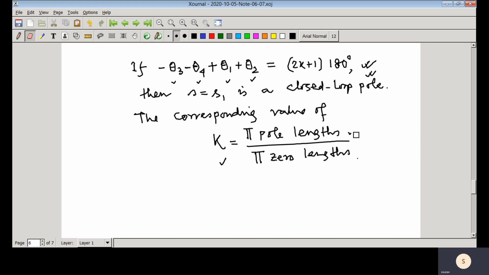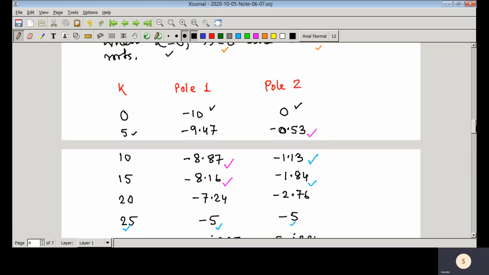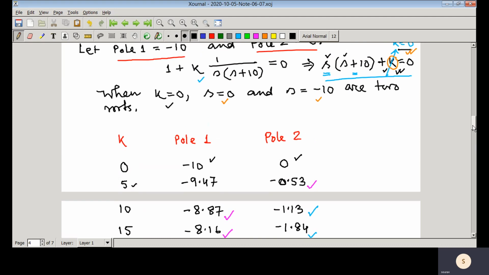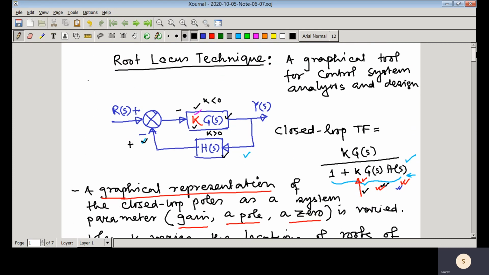Next day we will be discussing how to draw this root locus, because we have just seen one particular example, but it is difficult to calculate all the values just by varying K, and finally, if you get those data points, then you can have this plot. But there are some techniques, some rules, for drawing this root locus. That we will be discussing in the next class. So let us see what we have discussed today.